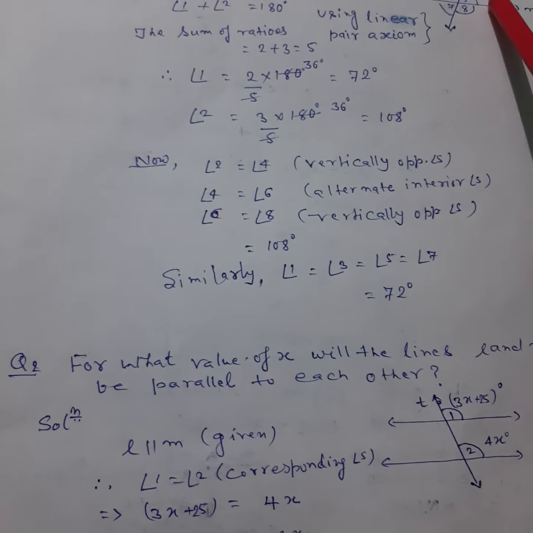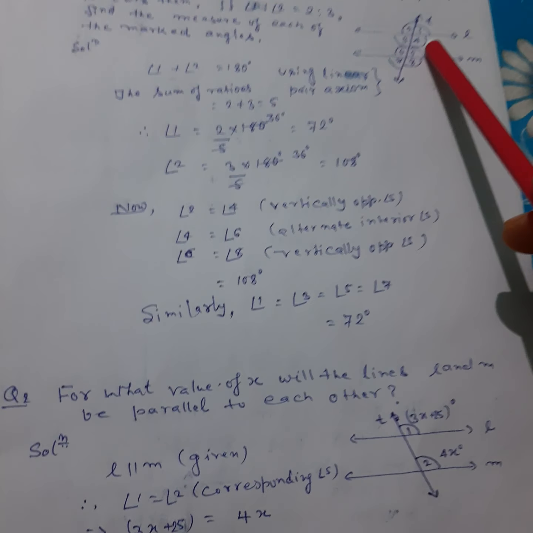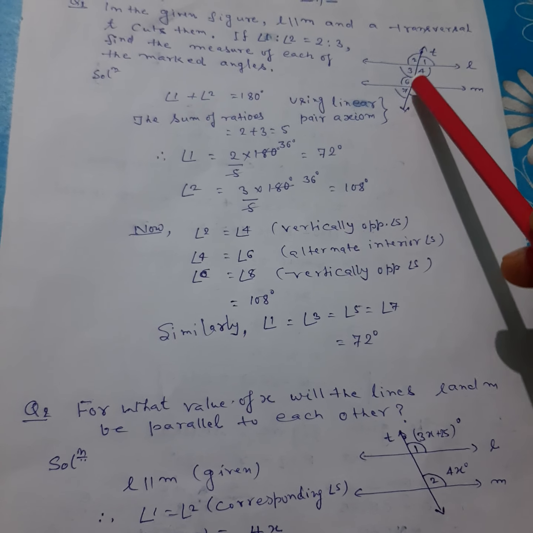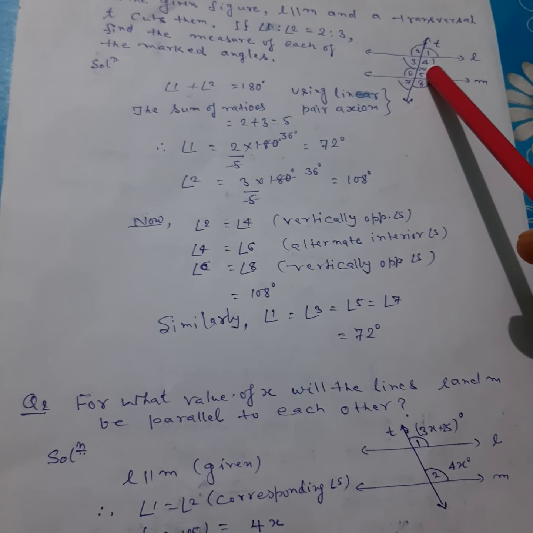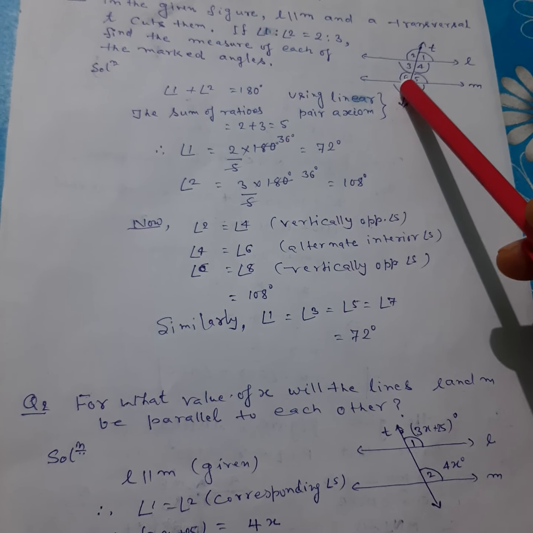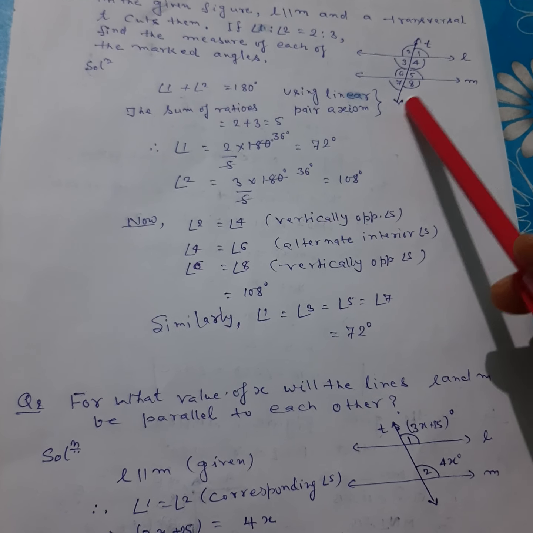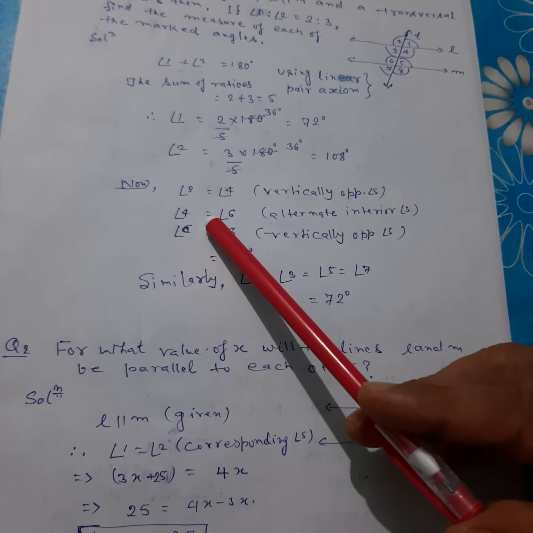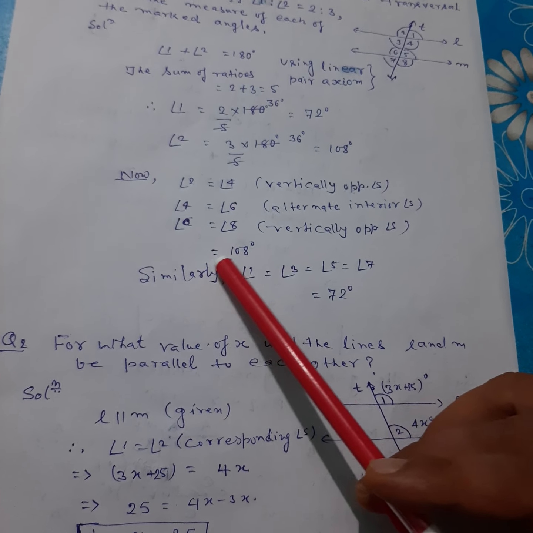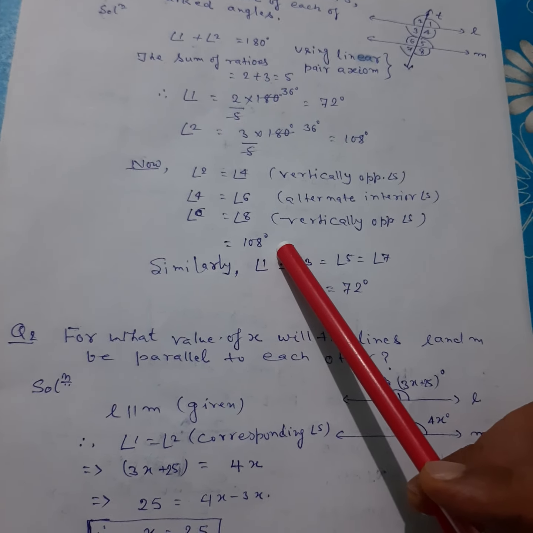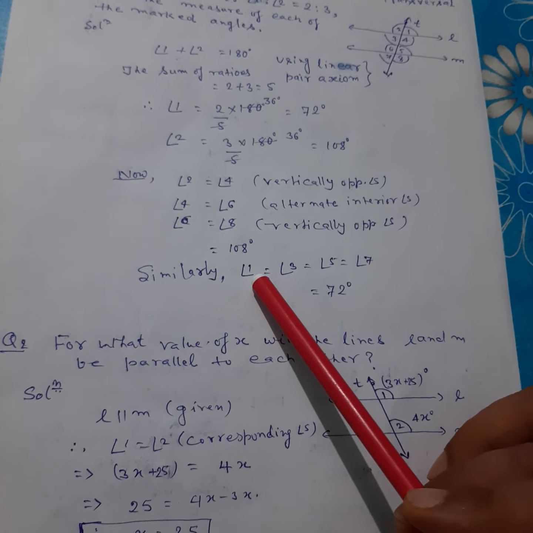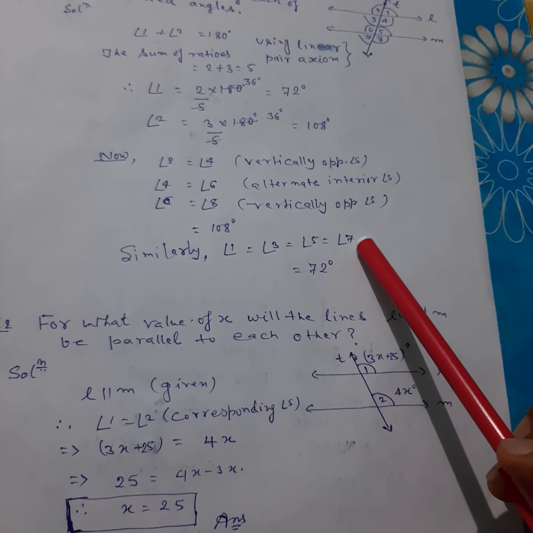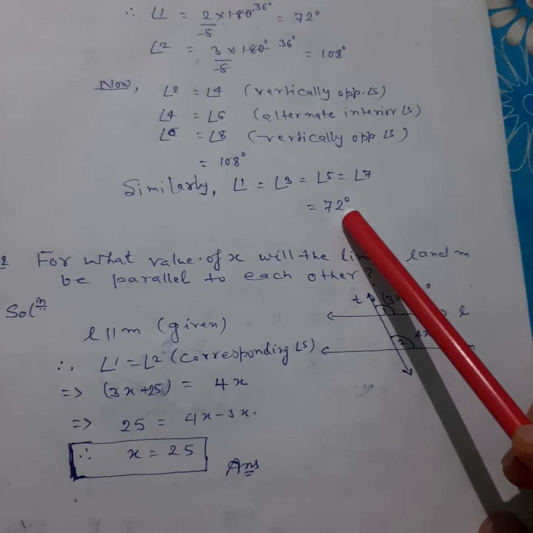From the figure we observe angle 2 equals angle 4, angle 4 equals angle 6, and angle 6 equals angle 8. 2 and 4 are vertically opposite angles, 4 and 6 are alternate angles, 6 and 8 are again vertically opposite angles. Therefore angle 2 equals 4 equals 6 equals 8 equals 108 degrees. Similarly we can write 1 equals 3 equals 5 equals 7 equals 72 degrees.